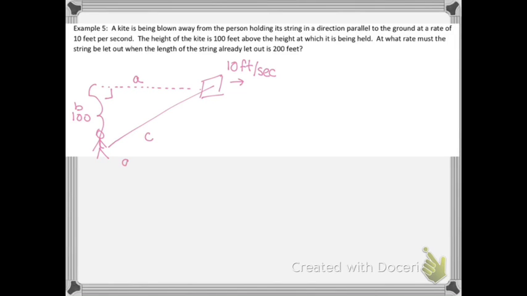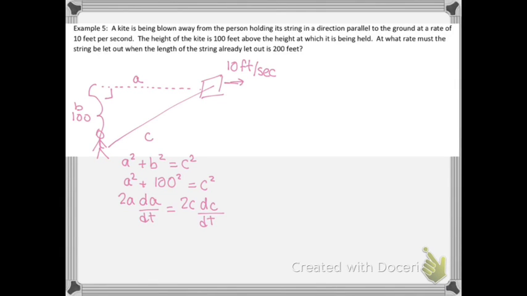So we're talking about Pythagorean theorem. So A squared plus B squared equals C squared. It's being pushed out to the side at 10 feet per second, but it says nothing about the height of the kite changing. So from the information given in the problem, we can conclude that B stays constant. So this is our equation. Let's differentiate with respect to t. So 2a dA dt, the derivative of 100 squared is 0, equals 2c dc dt.